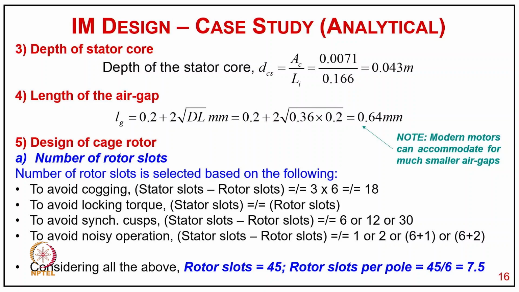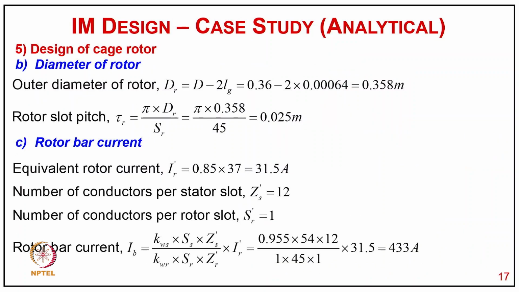So to avoid the locking torque, stator slots will not be equal to rotor slots, and to avoid synchronous cusps, the difference between stator and rotor slots will not be plus minus 6 or 12 or 30, and to avoid noisy operation, the difference of stator and rotor slots will not be plus minus 1 or 2 or number of poles plus minus 1. So considering all the above factors, the rotor slot comes about as a right selection about 45, and rotor slots per pole will be typically rotor slots divided by number of poles, 45 by 6, because poles are 6. Whatever the number of poles on the stator, the rotor gets dictated by the same number of poles. So it comes around 7.5.